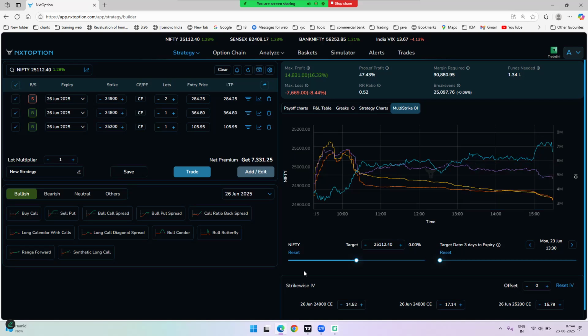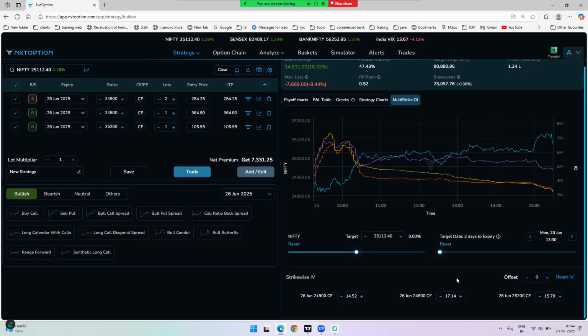So all this you can analyze by using this Next Option, Easy Option, Strategy Builder. Basically I went to Easy Option, selected that, and deployed it into the Strategy Builder.